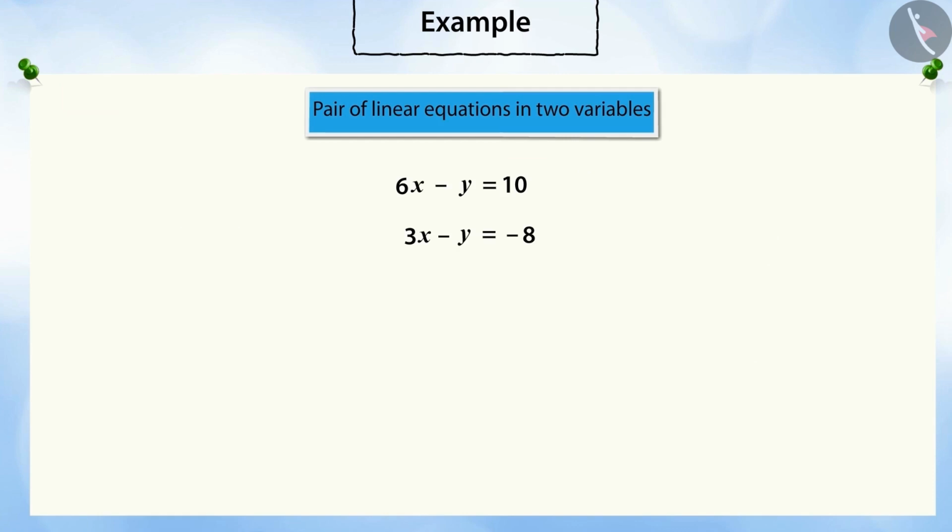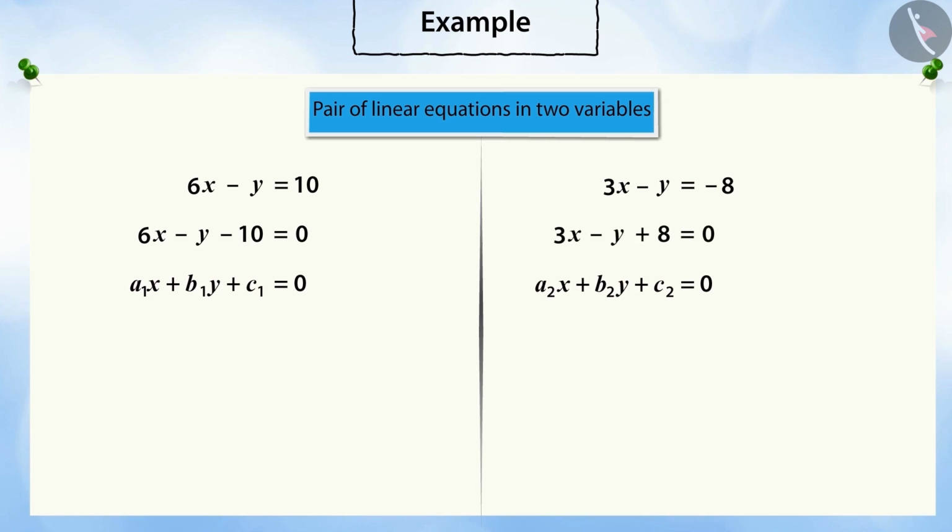Thus, we get a pair of two linear equations in two variables. The first, 6x minus y equal to 10, and another, 3x minus y equals negative 8. Now if this equation pair is compared to the linear equation pair in two variables, these have a1 = 6, b1 = negative 1 and c1 = negative 10, and a2 = 3, b2 = negative 1 and c2 = 8.